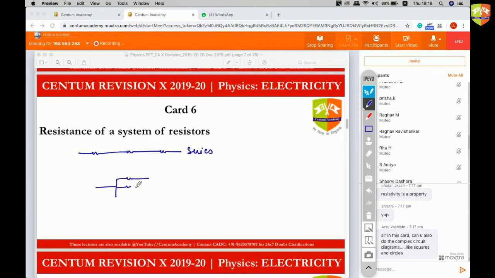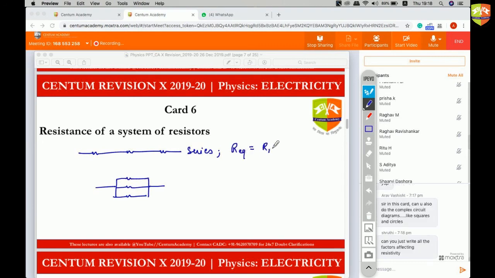Now, resistance of a system of resistors. You have two types of systems of resistors: series connection and parallel connection. In series, R equivalent will be equal to R1 plus R2 plus R3, and if there are n resistors, then till Rn, the sum.